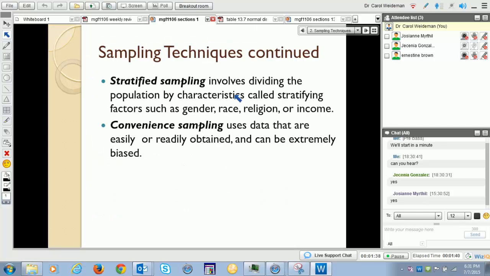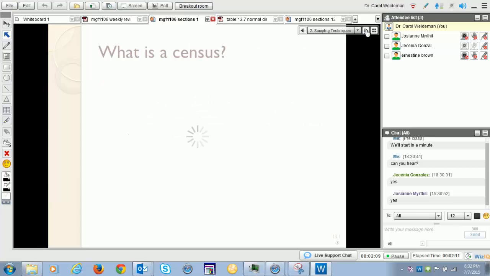And stratified, the population is already divided into groups that have a common characteristic, maybe gender, race, religion, income, and then we take a random sample from within each of the strata. So contrast that to cluster. Cluster, we don't use all the clusters. Stratified sampling, we take a sample from every grouping, every stratum in the population. And then convenience is data that are just easy to get. And this is generally not representative. It's not a good sample to use to make a statistical inference.